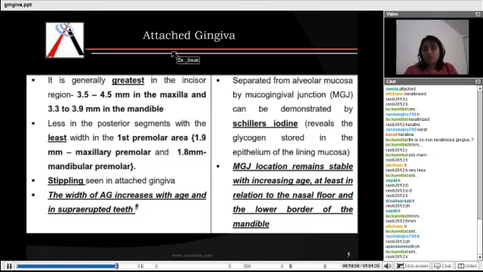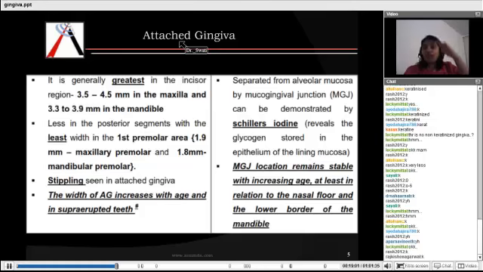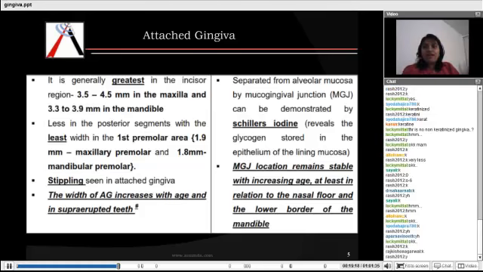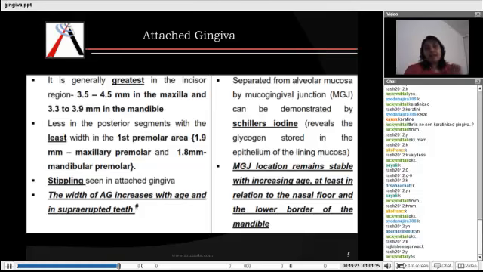Now let's talk about attached gingiva. You all very well know from where to where we had our attached gingiva. We had it from the free gingival groove to the mucogingival junction. That is, from the point where our marginal gingiva ended, our attached gingiva started, and then it continued till the mucogingival junction, from where our alveolar mucosa started, right? So that is our attached gingiva.